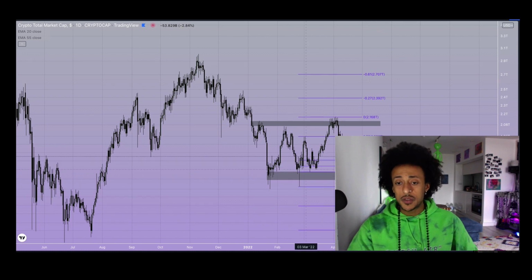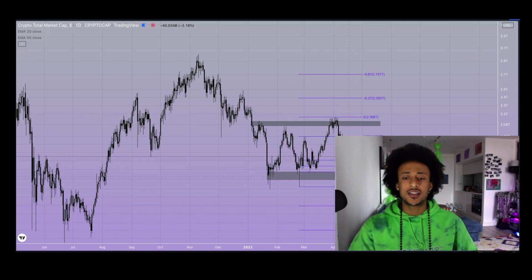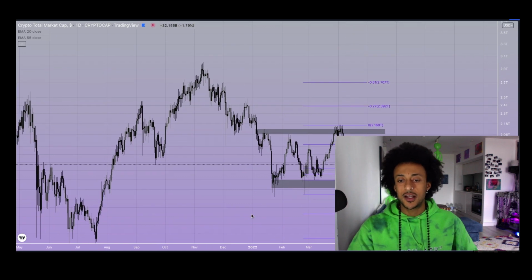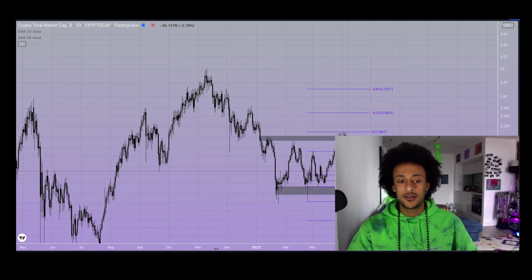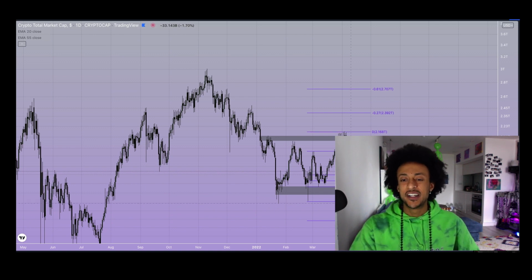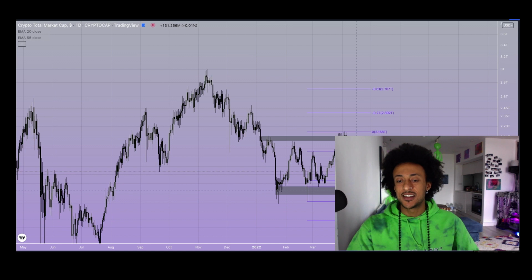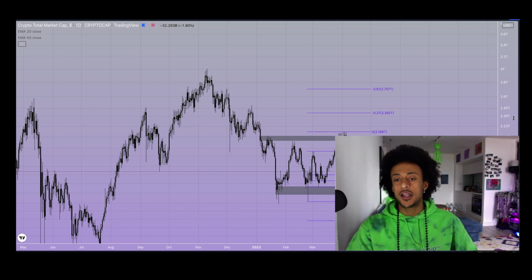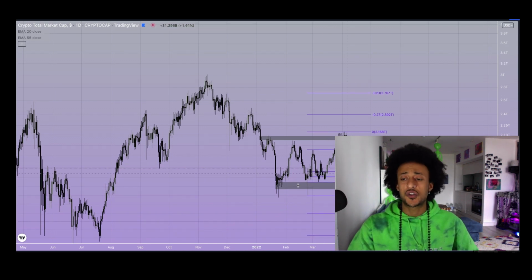If we close below this, test this as resistance like so, close below, and then boom, 1.272 would be your impulsive move target. But until we see a close below here, this is a bullish market structure.